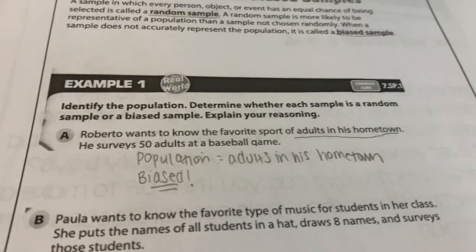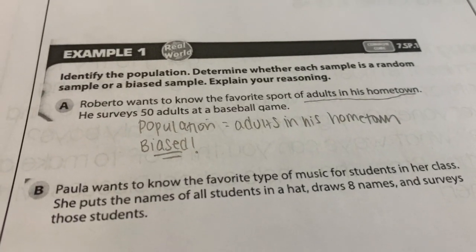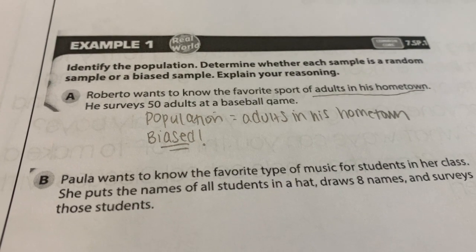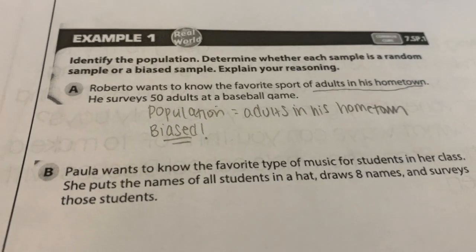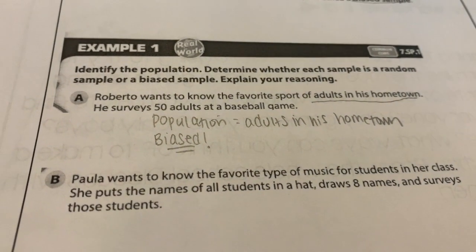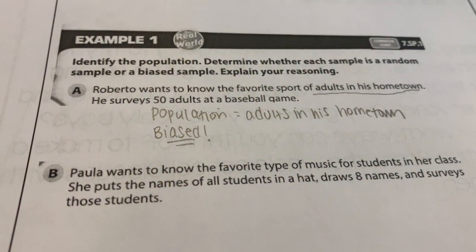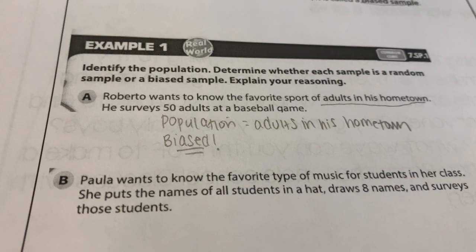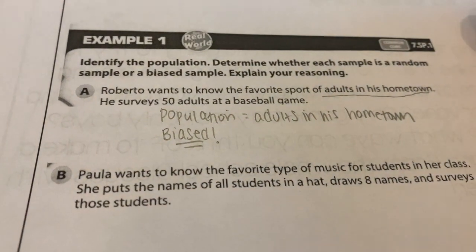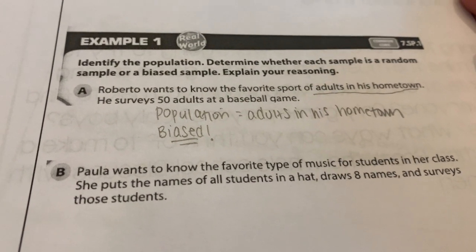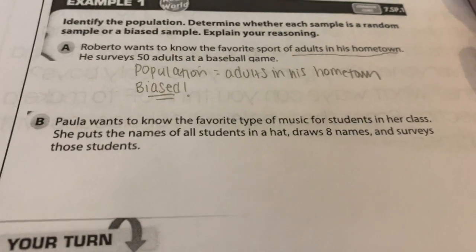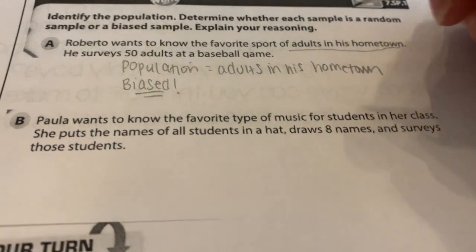Okay? If you want a true representation, you would have to go somewhere really random where there would be no reason for someone who likes a particular sport to be there. So for example, the grocery store, right? Go to the grocery store and ask 50 adults there what their favorite sport is. If you're asking adults who are at a baseball game, they probably like baseball, so that's not going to give a good representation, right?